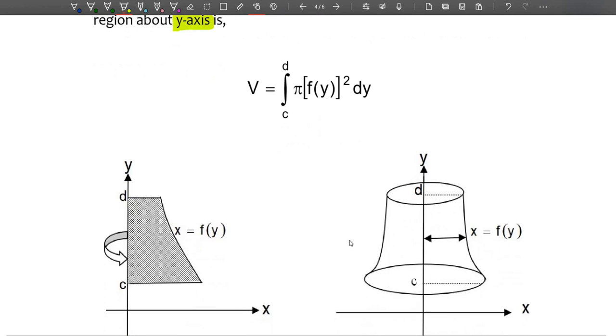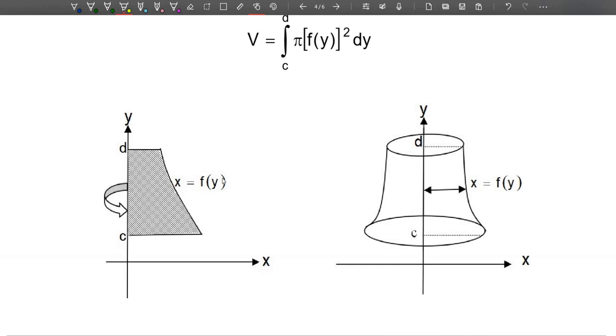As you can see in this figure, let's say this is the example of the region that we are going to rotate, and this would be the image of it. That means when we rotate it about the y-axis, this will be the volume. The same goes here. We drag from the axis of rotation, the line of rotation, to the farthest of the region bounded. This would be your r, the radius. As you can see here, this is your r.